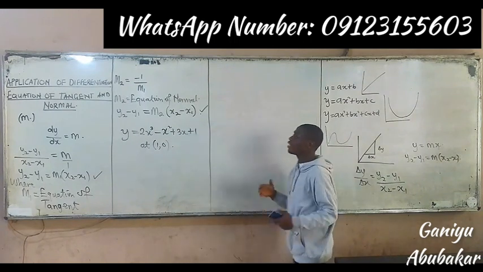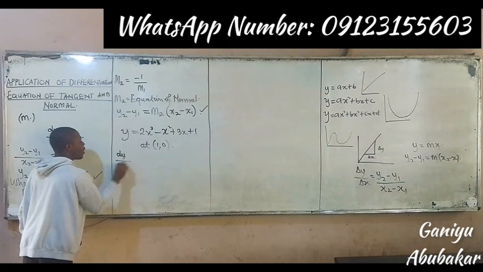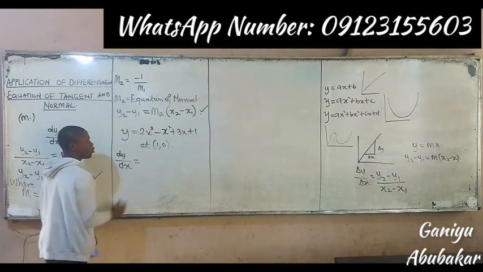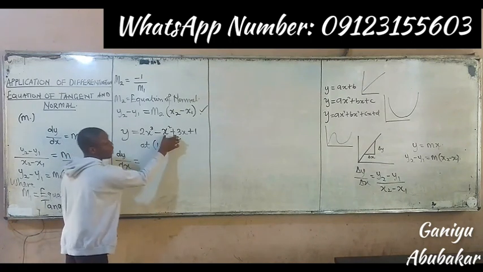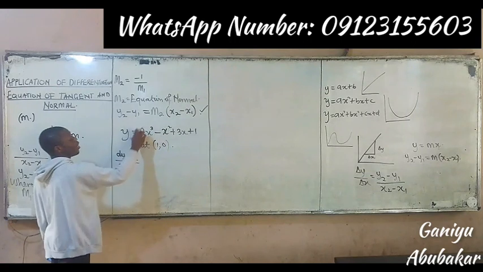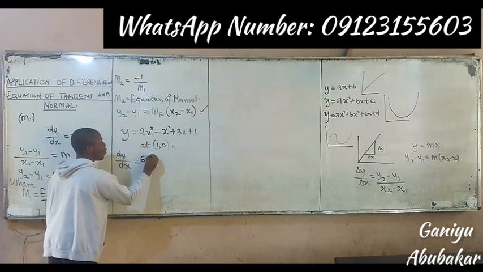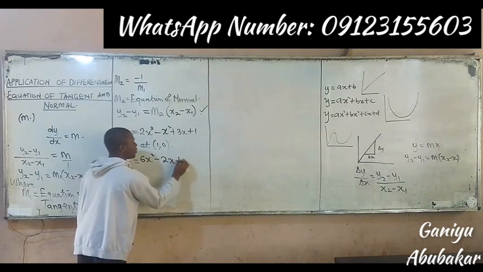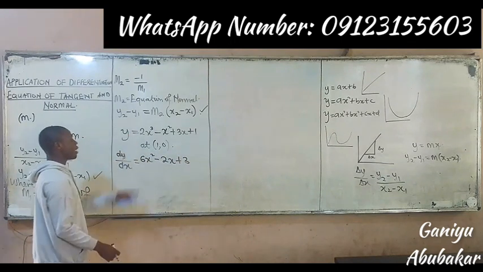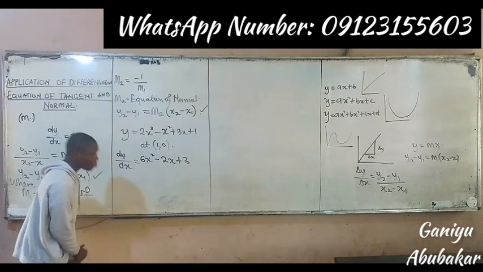So first task, get the dy by dx value. From here, the dy by dx is equal to, of course, I'm differentiating y with respect to x. If I differentiate 2x cubed, all I have is 6x squared. Next up, minus 2x plus 3. Of course, this is my value for the dy by dx.